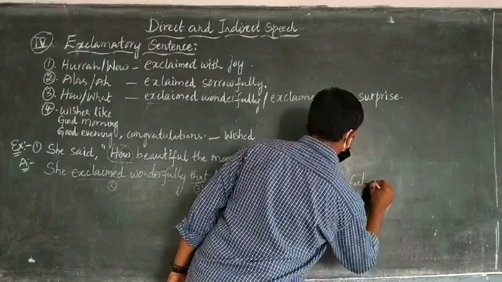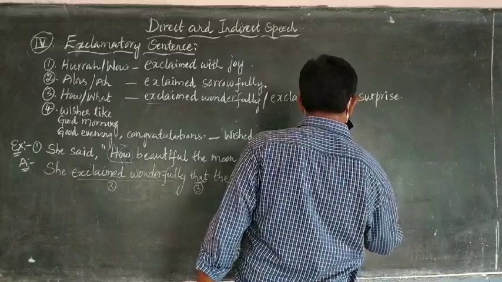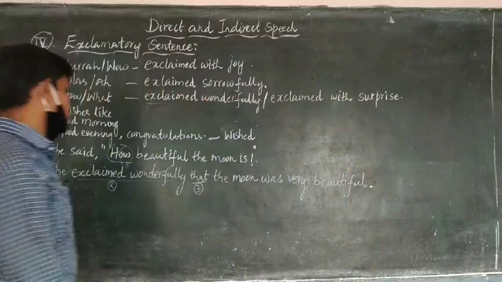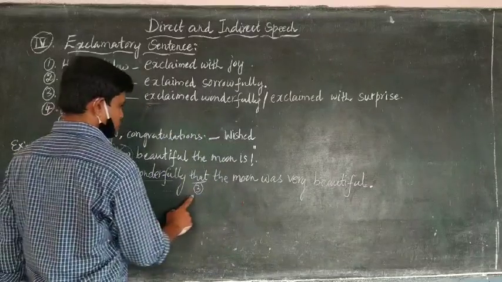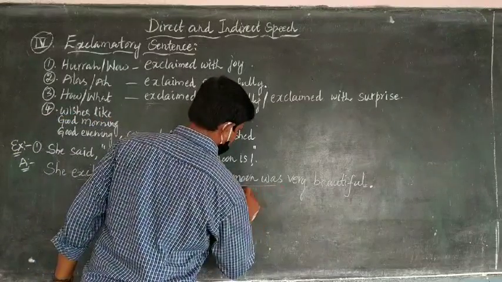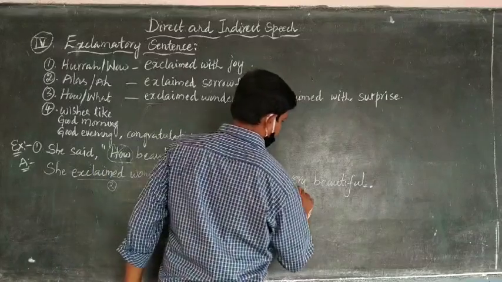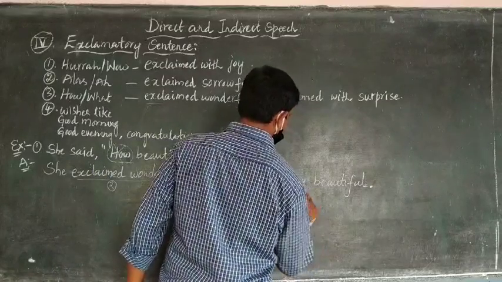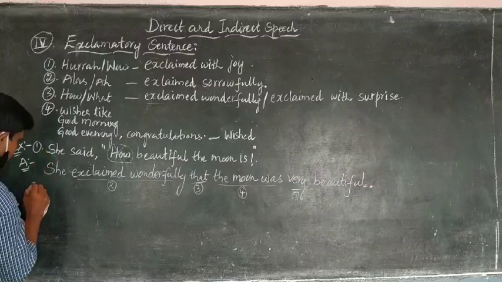The moon was very beautiful. So no need to give an exclamatory mark. So this is number 1, 2, 3, 4. Here 5. Is there any time indication? You have to change it. Understand? Okay? Right. Let us see the next example.